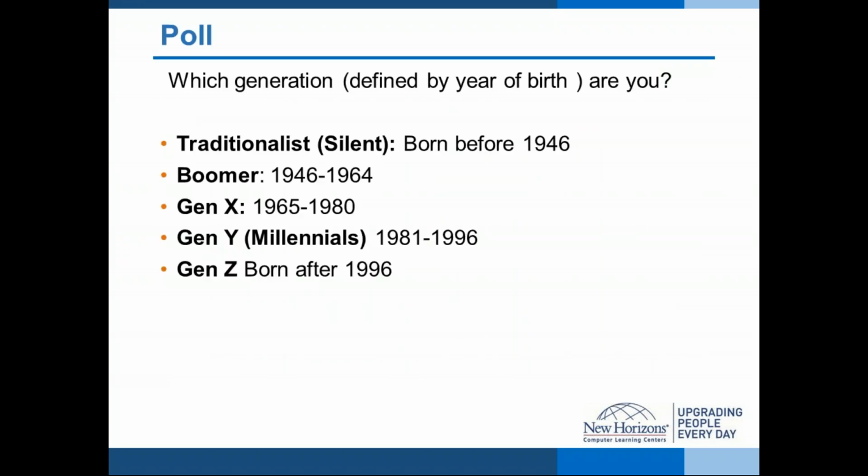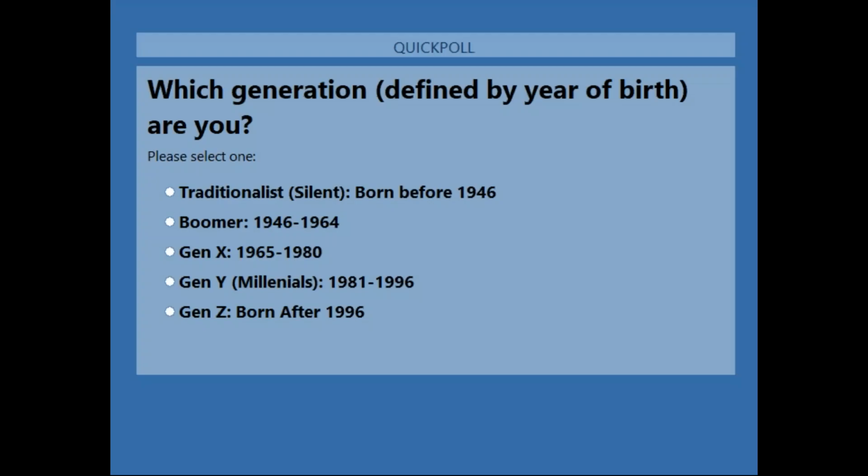Going to do a little poll here. Defined by year of birth to see who's on the line, and then I can adjust the presentation accordingly depending on how many folks from which generation are on the line. Now, one thing I do want to share with you is that depending on which amount of research you're reading, you will see different dates for when boomers, for example, begin and end. But these are generally what you will find in most research.